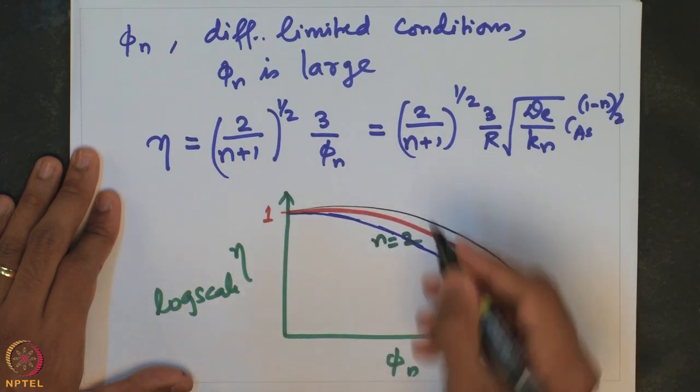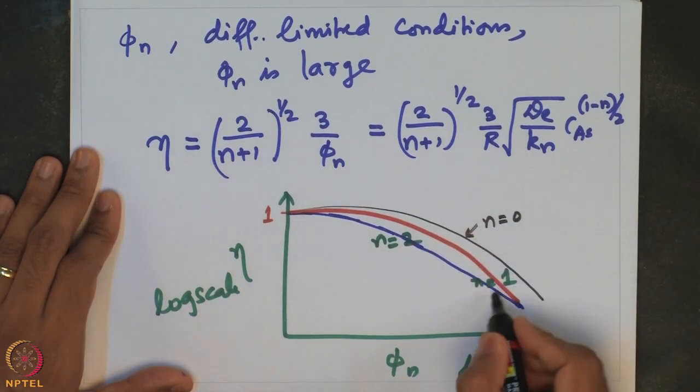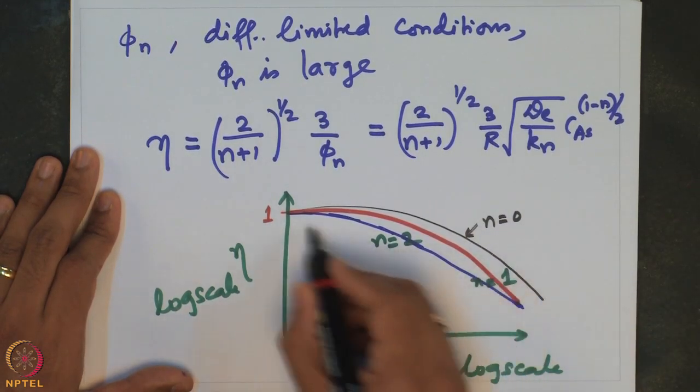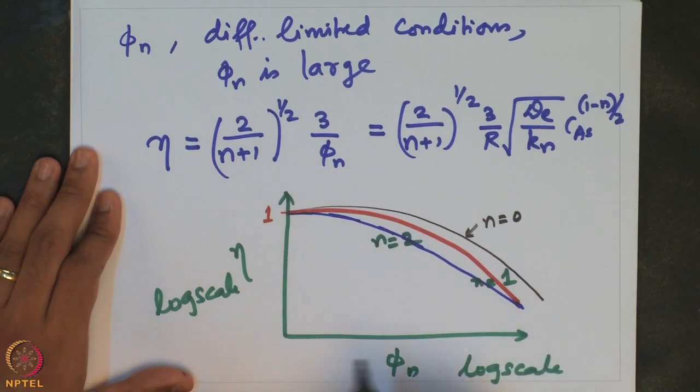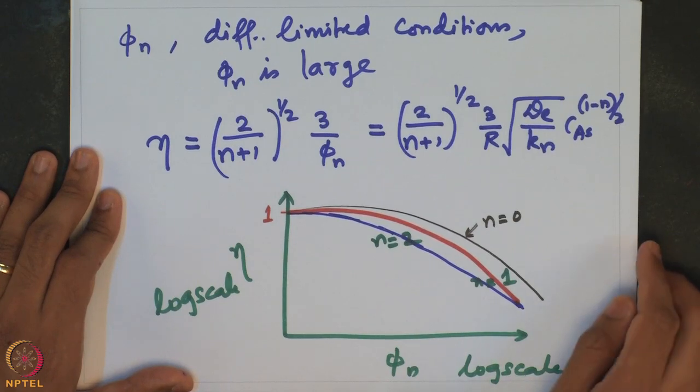And for a zero order reaction, this is the eta versus phi graph. So, this is for n equal to 0, which is a zero order reaction, this is for n equal to 1, and this blue line is for n equal to 2. So, that is the typical eta versus phi graph for reactions of different order, and this can be sketched for any order of the reaction using the corresponding relationship between eta and the Thiele modulus. So, what is the purpose of finding such an effectiveness factor?